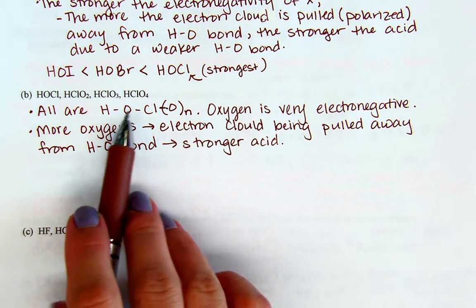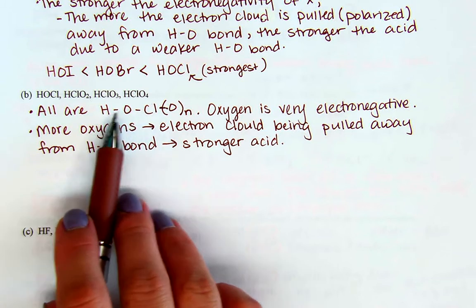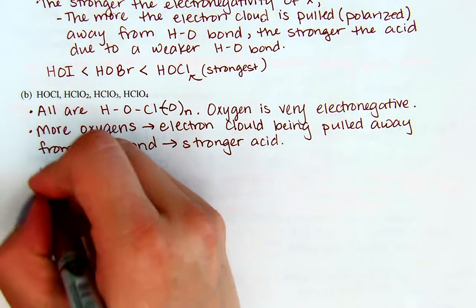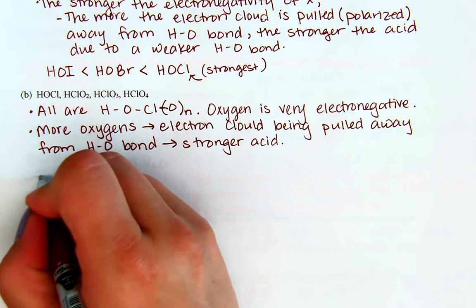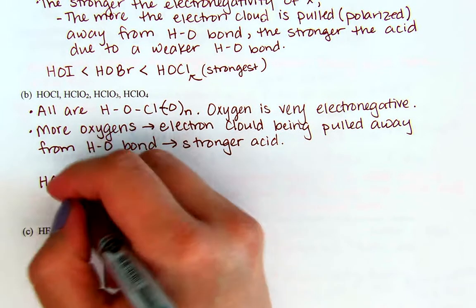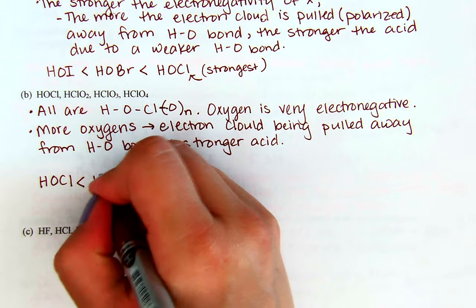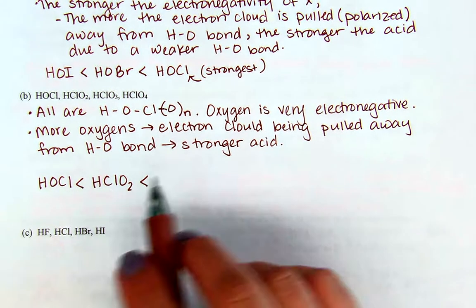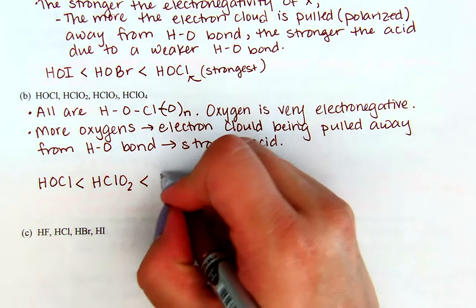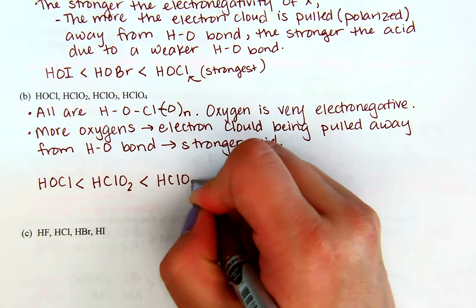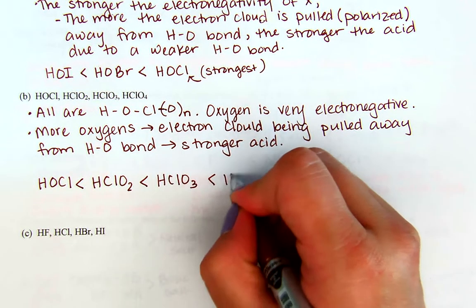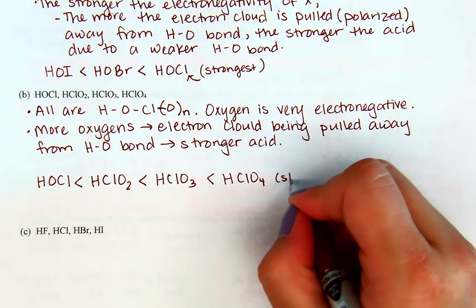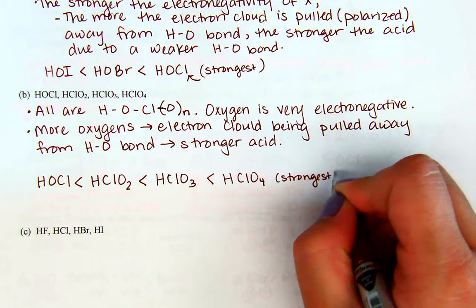And so if we look here, the one with the least oxygens at the end is going to be the weakest. So let's go ahead and list these. HOCl, that's going to be the weakest, followed by HClO2, it's got 2 oxygens there. That one only has 1. Followed by HClO3, followed by HClO4. And that's going to be your strongest, so strongest on this side.